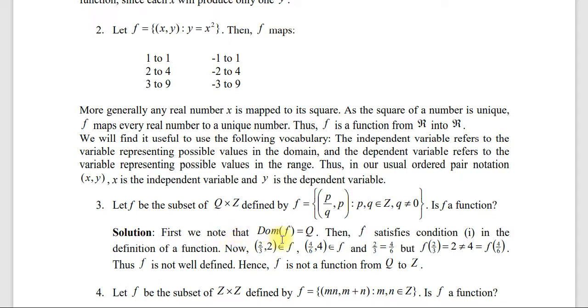First we know that domain of f which is equal to q. domain of f q ነው የመጀመሪያው ማለት ነው። እንግዲህ ለምሳሌ ከዚህ ቀደም ስናይ a cross b ስናደርግ ዶሜናችን a ላይ ያለ ቫልዩ ነው፣ ሬንጃችን ደግሞ b ላይ ያለ ቫልዩ ነው ብለናል። ስለዚህ in this case q is a domain. Then f satisfies the condition 1. In the definition of the function, now 2 over 3 comma 2 is an element of f, 4 over 6 comma 4 is an element of f, and 2 over 3 which is equals to 4 over 6.